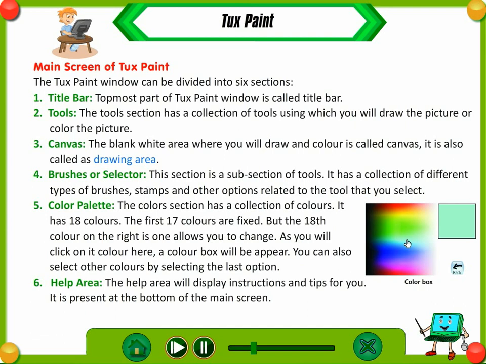The Tux Paint window can be divided into 6 sections. Title bar. The topmost part of the Tux Paint window is called the title bar. Tools. The Tools section has a collection of tools using which you will draw the picture or color the picture. Canvas. The blank white area where you will draw and color is called canvas. It is also called the drawing area.